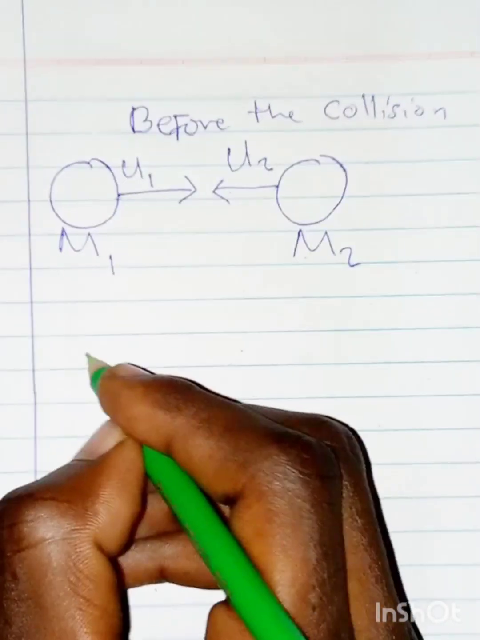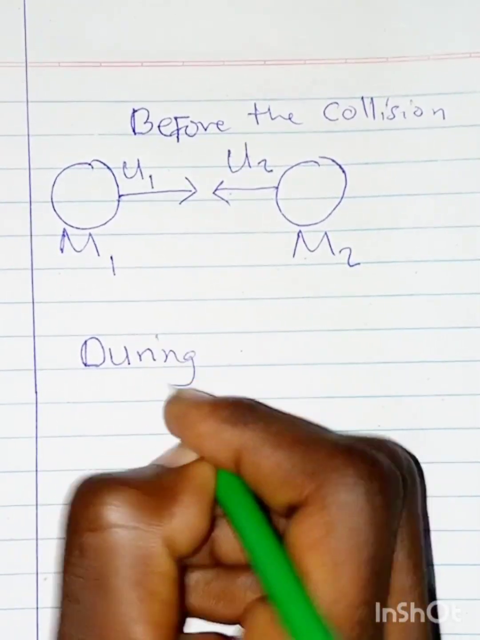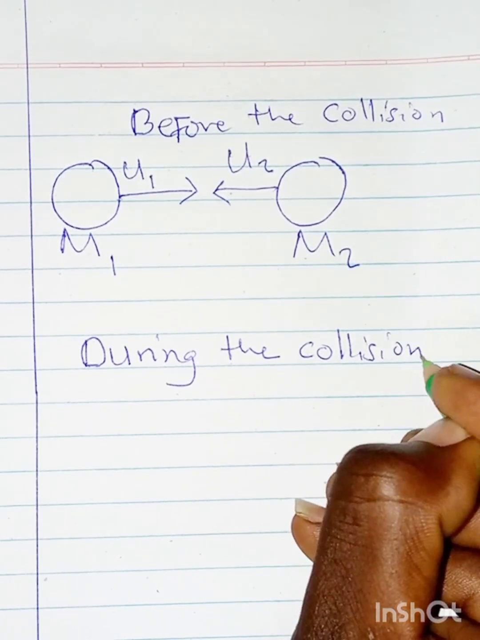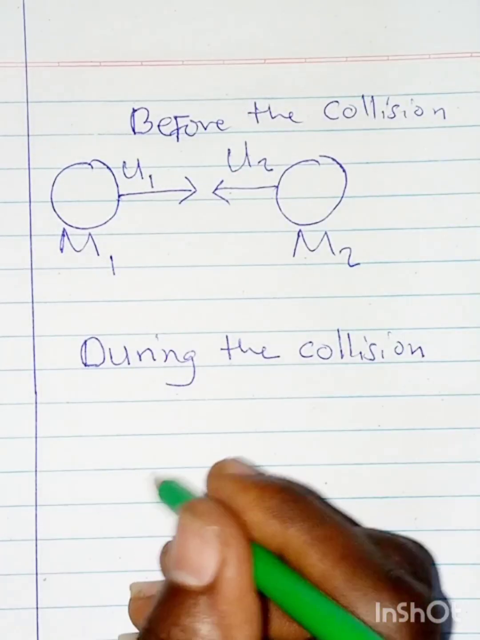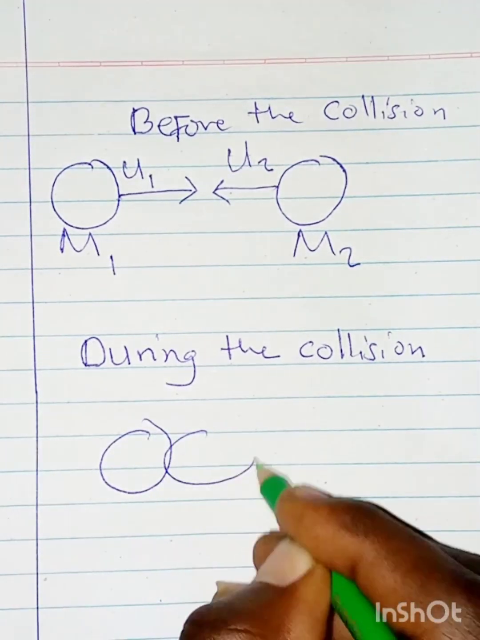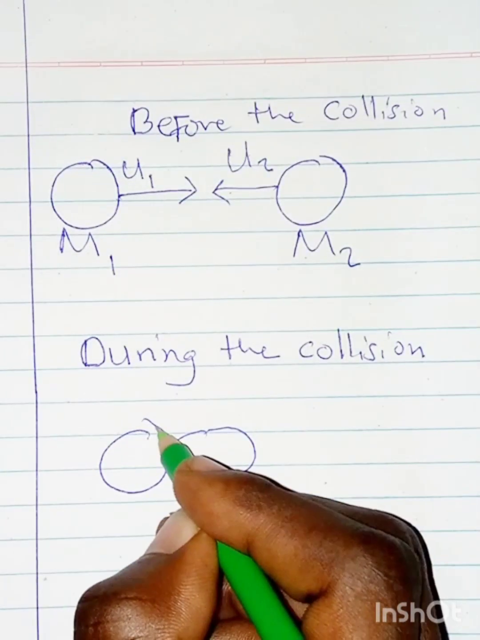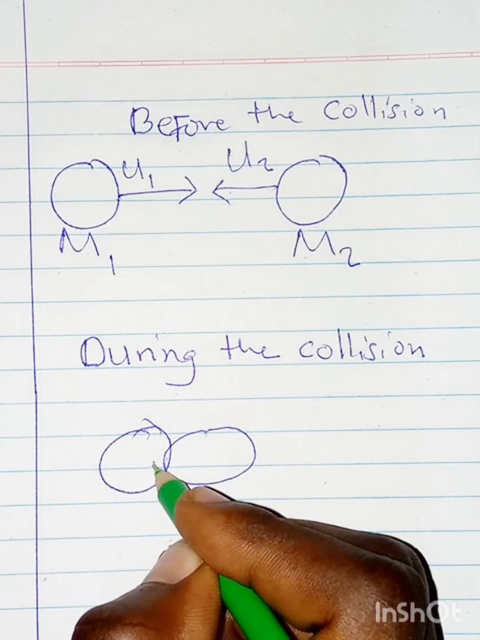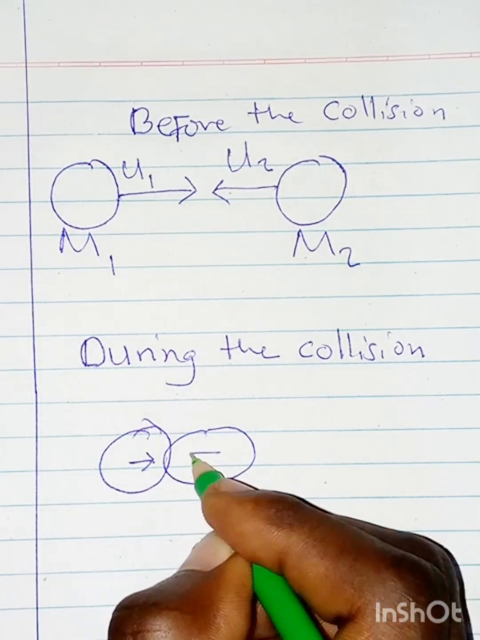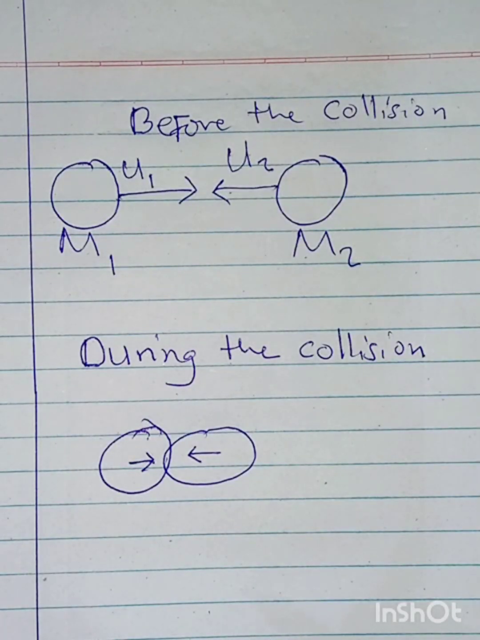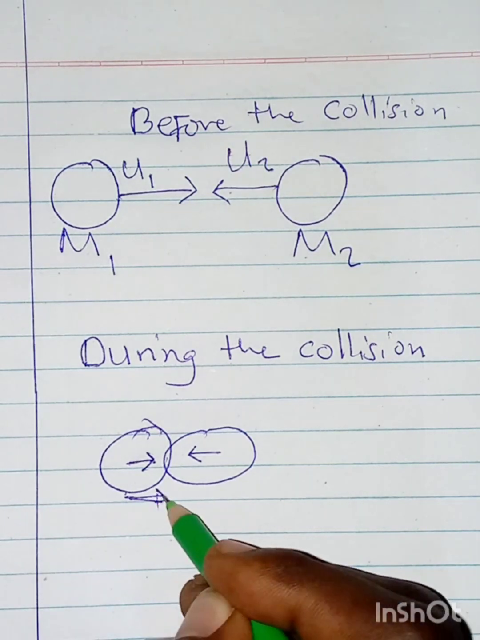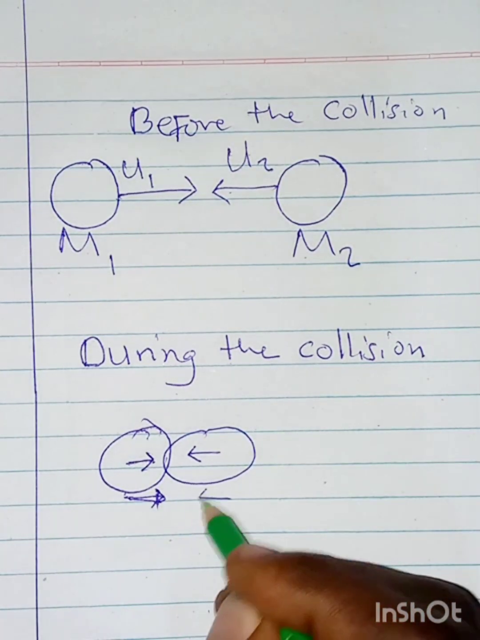Now during the collision, each ball exerts a force. They exert a force on each other. Here the first ball during the collision. Ball 1 exerts a force on ball 2 and ball 2 exerts a force on ball 1.